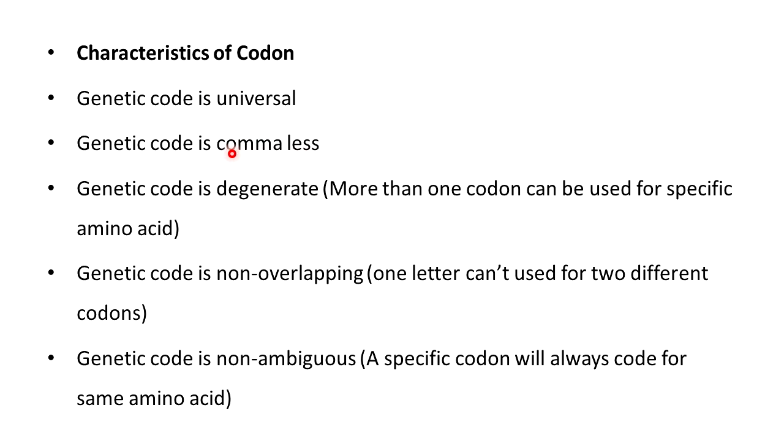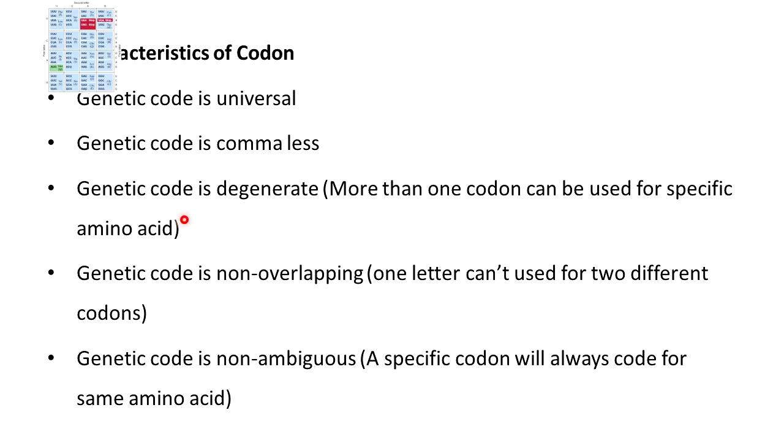It means that it does not contain any space when the mRNA is read by the ribosomes. At that time it will be read continuously. So this genetic code is commaless, it is continuous. Then the genetic code is degenerate. It means that more than one codon can be used for a specific amino acid.